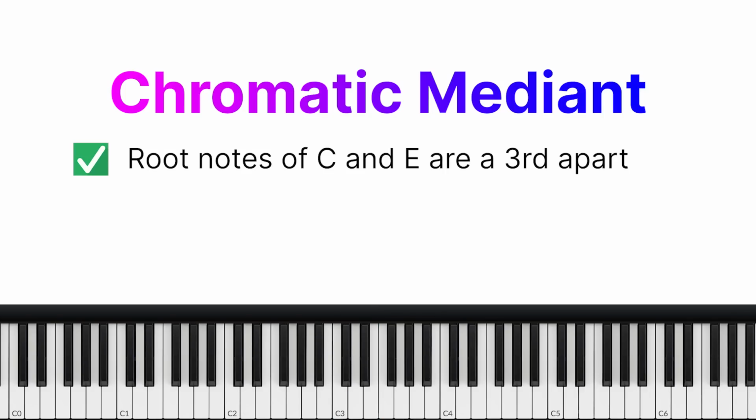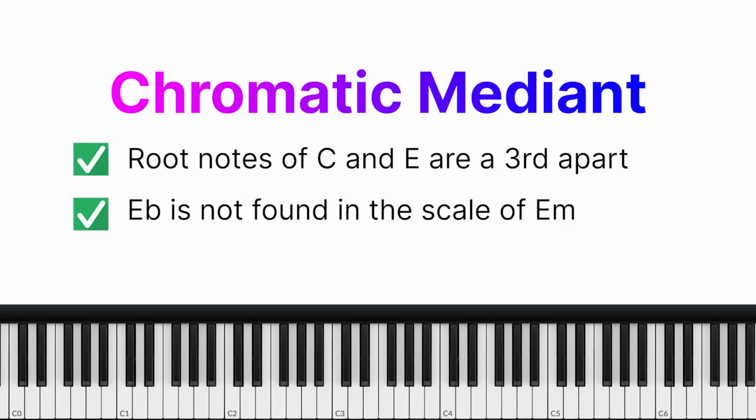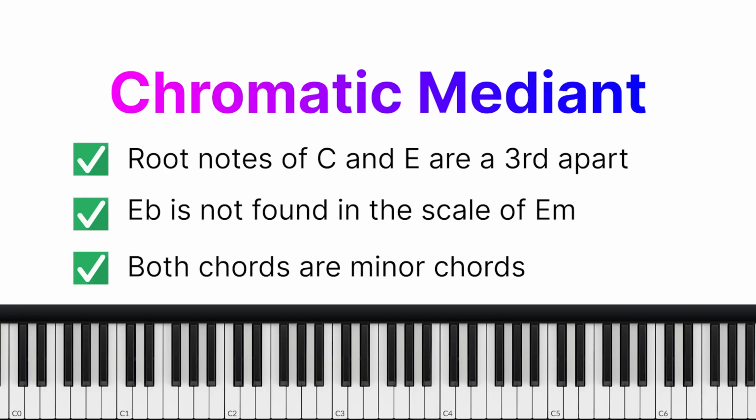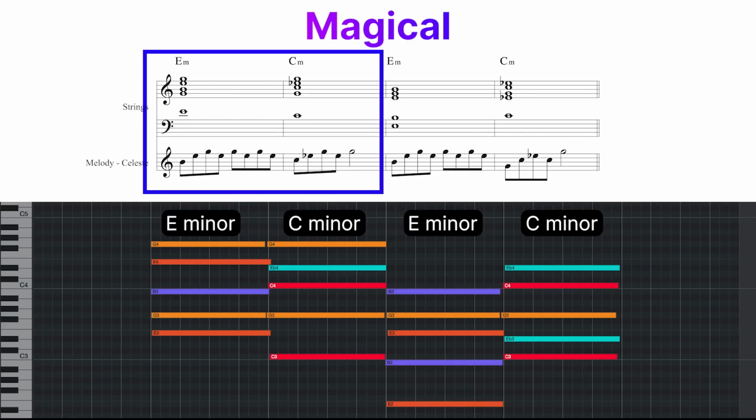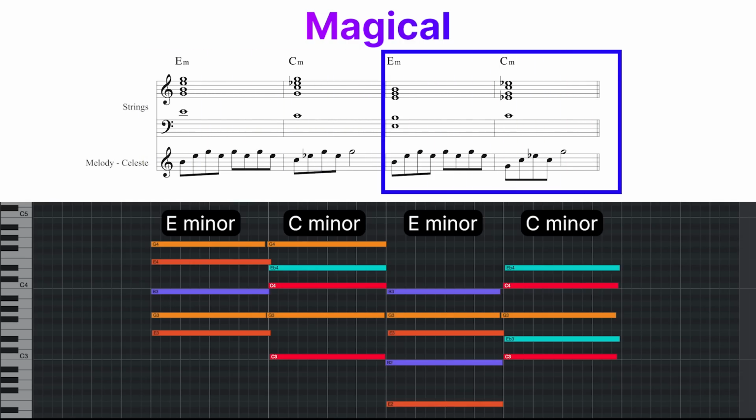Secondly, one of the notes found in the chord of C minor, E flat, is not found in the key of E minor. And thirdly, the two chords share the same quality. They're both minor chords. Once the initial two chords are heard, the progression then repeats, with a tweak in the overall voicing for both chords for some added variation.